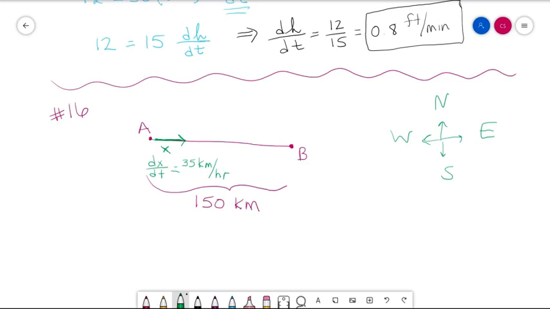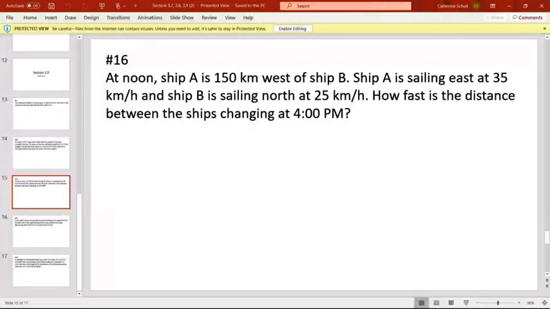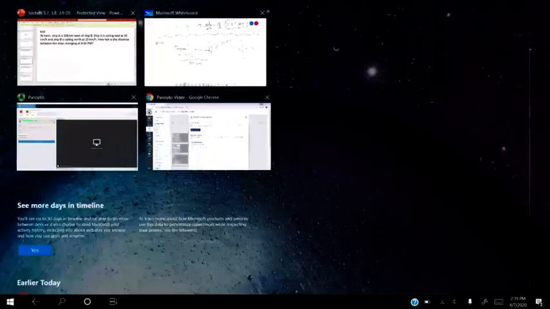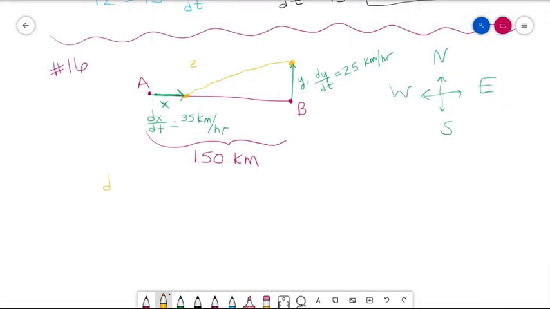All right, then ship B is going north, so that's up. We'll call the distance they travel y since it's vertical. Their speed, dy/dt, is 25 kilometers per hour. Then what do we have to find? How fast is the distance between the ships changing at 4 p.m.? As they travel, ship A might be here and ship B might be here. We want to know how that's changing, so I'll call it z, and we want to know dz/dt.